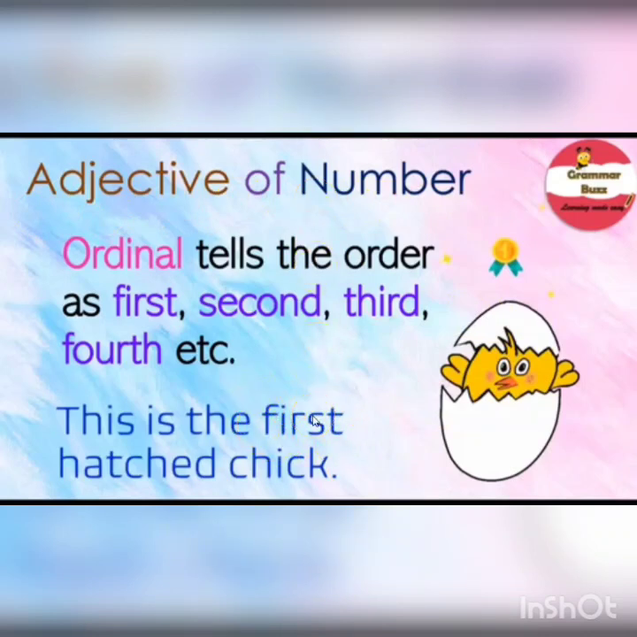Okay. So in adjective of number you have two types: cardinals and ordinals. You can use the normal numbers as 1, 2, 3, 4, 5, or you can use the ordinals first, second, third, fourth, fifth. When you have both of these, it is the adjective of number or numeral adjective.